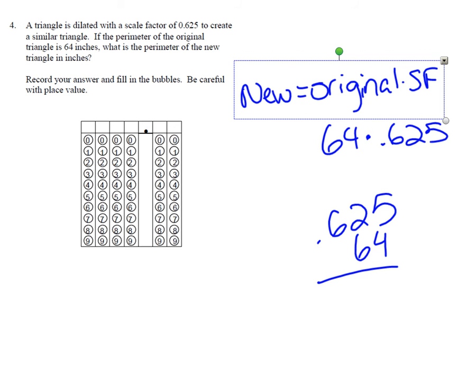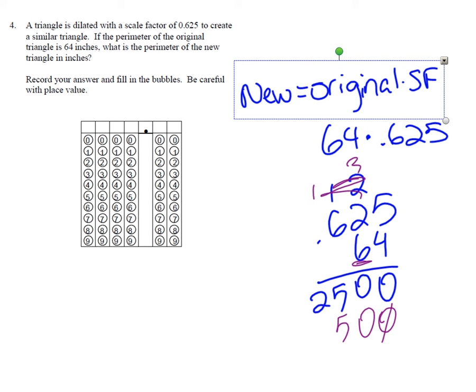So 5 times 4? 20. 4 times 2? 8. Plus 2? 10. 6 times 4? 24. 25. Before we go to the second number, we have to bring down a 0. 6 times 5? 30. 6 times 2? 12. 13, 14, 15. 36. 37.